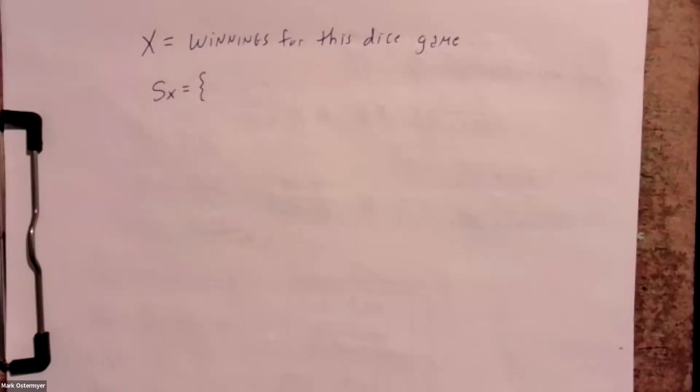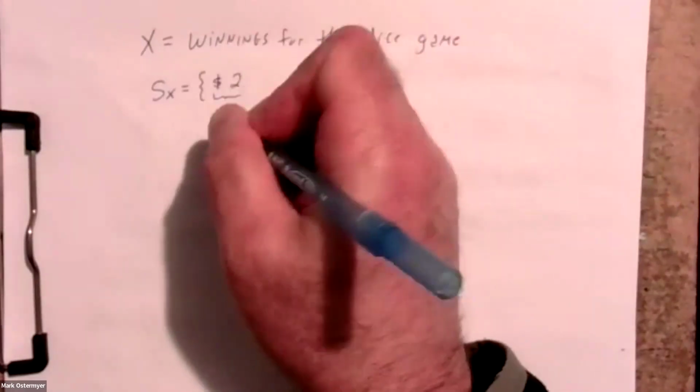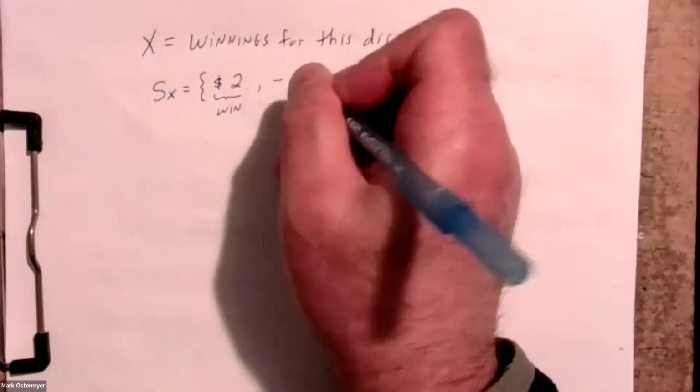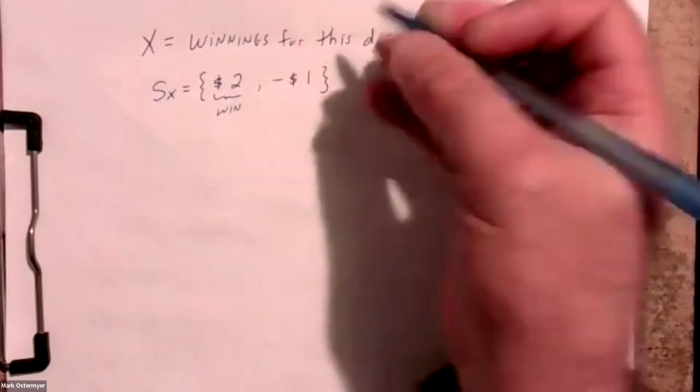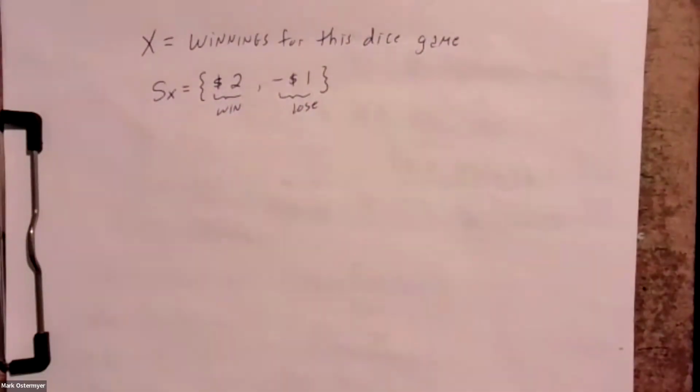We're either going to roll a sum of 5 or a 6, or we're not going to do that. If we do win the game, we expect to win what? $2. Do you agree? So if we win, we will win $2. If we lose, we're going to lose $1, because it costs $1 to play the game.